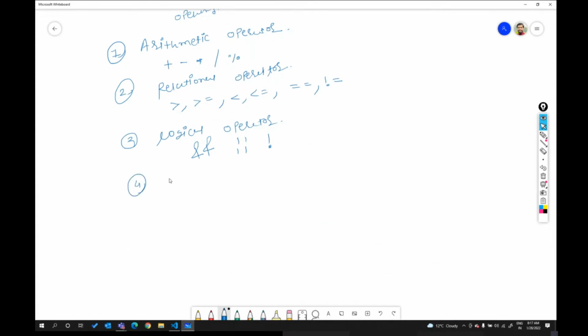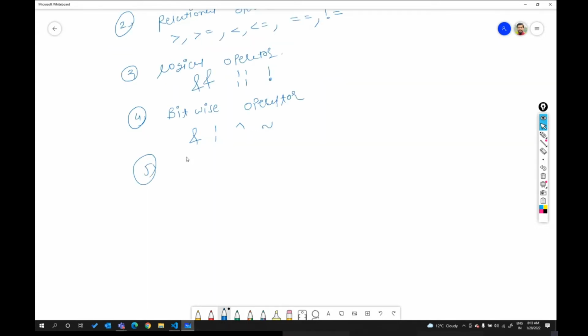Next one is the bitwise operator. So the name itself tells that it will do operations with the bits only. So in bitwise operators we have AND, OR, XOR, complement. Fifth one is the shift operator. Shift operator is also part of bitwise operator. It is used only for doing work with the bits. So we have two types of shift operator available. One is the left shift and one is the right shift.